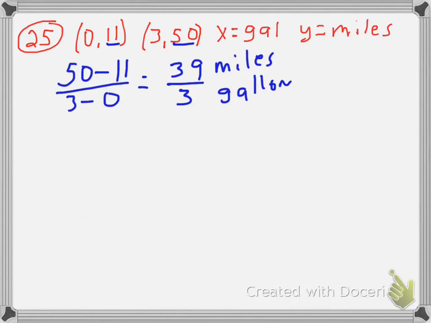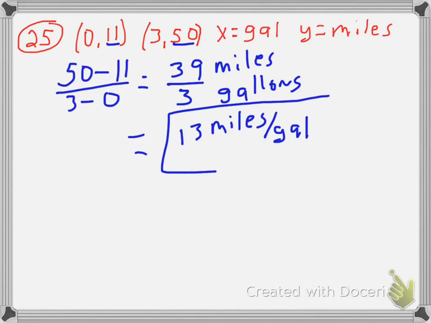Whenever we reduce, those are both divisible by 3, so 39 divided by 3 is 13. So it's going to be 13 over 1, so that's 13 miles per 1 gallon. So 13 miles per gallon is your answer for number 25.